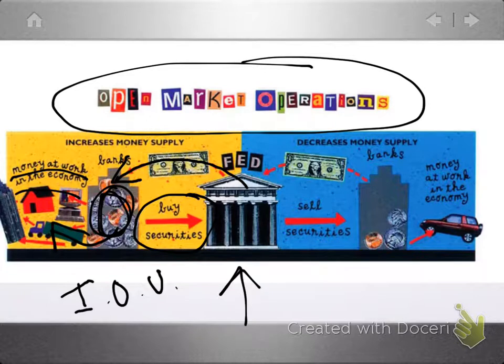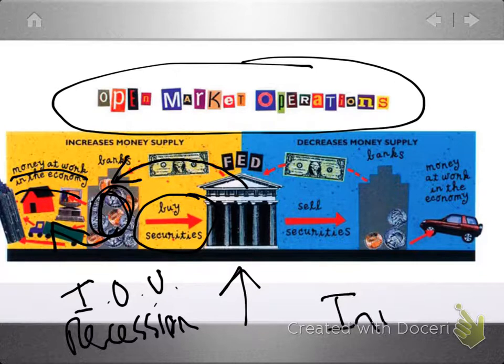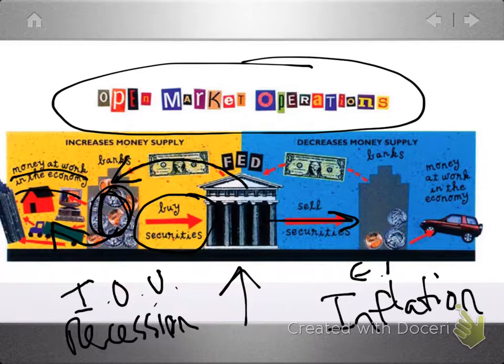Now this over here on the yellow is if there's a recession. But what if the Fed is worried about inflation? Let's look at the blue side. Over here, they are now going to sell all of the IOUs that they have, all of the bonds, and when they give them to banks, the banks' excess reserves dwindle. They have no cash because now they have a bunch of government securities, and they're paying money to the Fed when they are sold the securities.